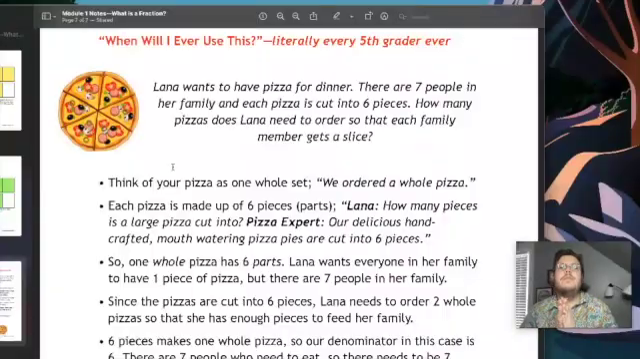Lana wants to have pizza for dinner. There are 7 people in her family, and each pizza is cut into 6 pieces. How many pizzas does Lana need to order so that each family member gets a slice?